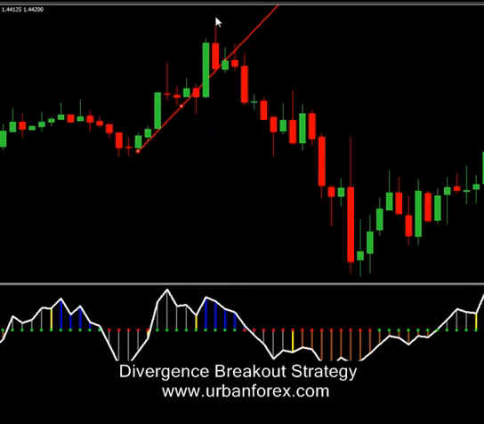Okay, so that pretty much concludes how you can trade this divergence breakout strategy. Again, it's mostly price action. You're just using the CCI just to see divergence. We're not following up or down through the CCI, nothing like that.